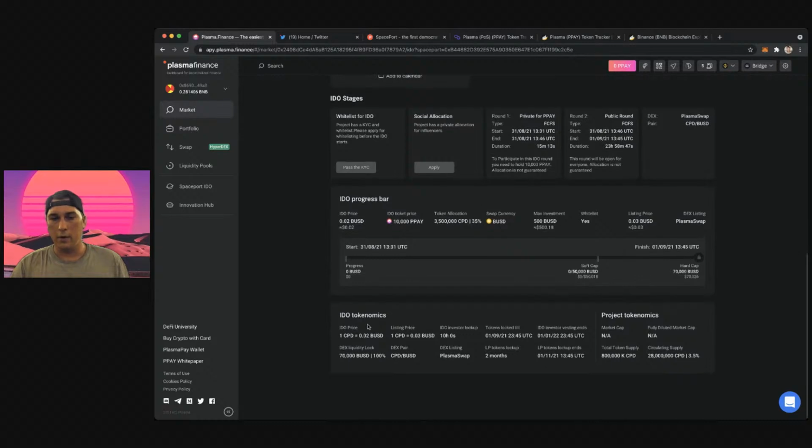Also on the IDO tokenomic UI, you can see the DEX liquidity lock. That means that all the amount the token raises on the Spaceport will be locked, 100% locked on the DEX in this pair. And this lock will be 2 months long. So the project cannot withdraw these LP tokens from the raised liquidity. It's the same model on each chain: all the liquidity goes to the DEXs and is locked for 2 months.